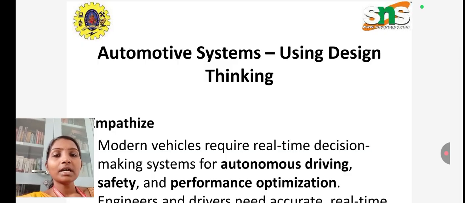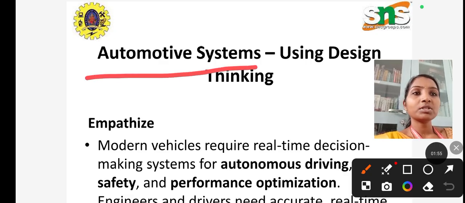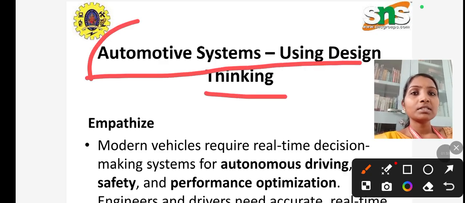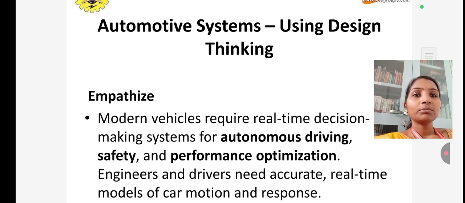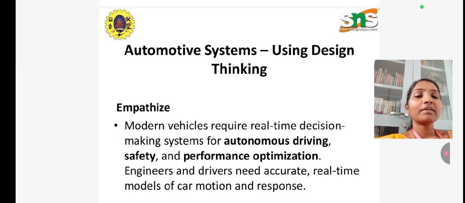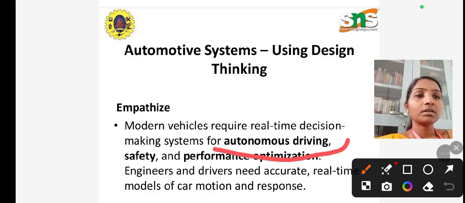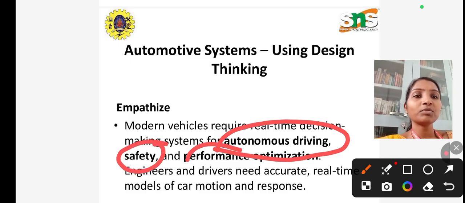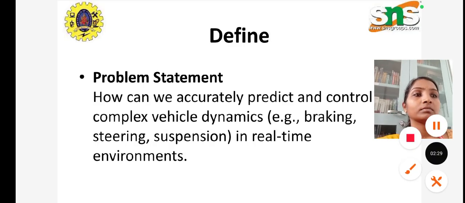Now coming to our design thinking concept. What is our design thinking concept here? Automated systems using design thinking is the first design thinking concept. We are empathizing it. Modern vehicles require real-time decision making systems for autonomous driving, safety and performance optimization. Engineers and drivers need accurate real-time models of car motion and response. So, we are going to find the autonomous driving techniques, safety techniques and performance optimization, and this will be serving as the problem statement.